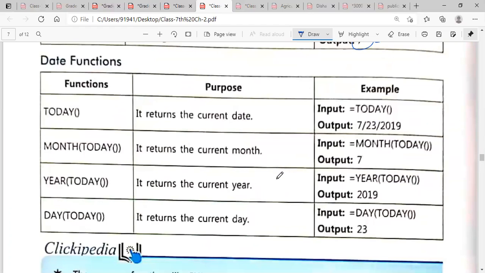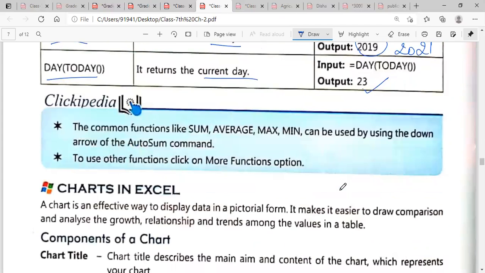Now next are date functions. Today returns the current date. Write this function, and your current date will be displayed. And month returns the current month, meaning which month it is now. You can say 7, and 7 will be returned. Year returns the current year, meaning 2019. Here it will return 2021. Day returns the current day; suppose the date is 23, it will return 23.